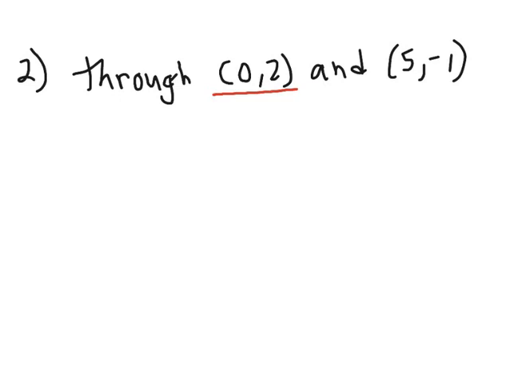I don't know the slope, but that's alright. I know how to find the slope. m equals y2 minus y1 over x2 minus x1.